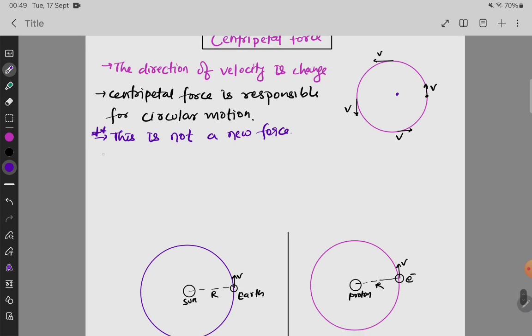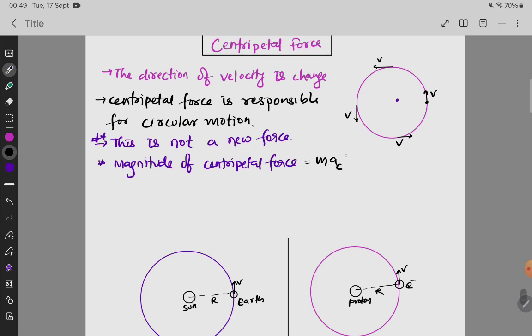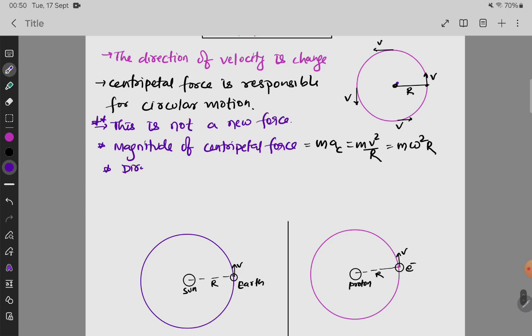Now here magnitude of centripetal force is nothing but mass into centripetal acceleration. Centripetal acceleration is mv square by r, so mv square by r, or we can write this as m omega square r, because v is r omega. Now this distance is, let's say, r. And here direction, so direction of centripetal force is radially inward.